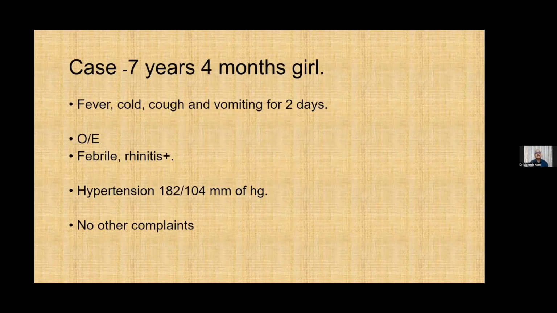This was a case of a 7 years and 4 months old child. She came to me for only fever, cold, cough and vomiting for 2 days. It was a routine OPD visit, and in routine OPD, we have made a habit that we take the blood pressure of all the children who are above 4 or 5 years of age. And they sensed that her BP was sky high, 182 by 104.